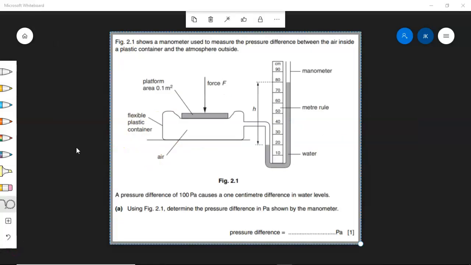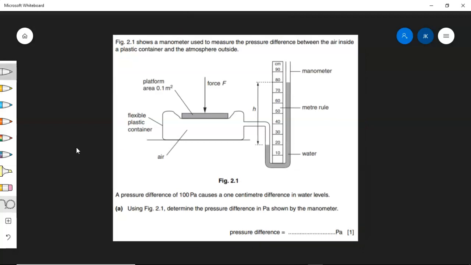In this question, the figure shows a manometer used to measure the pressure difference. So here is the pressure difference. So the students will see this diagram, and the difference is here 20 and here is 80. So 80 minus 20 is equal to 60. So they will write here 60, and this answer is wrong.